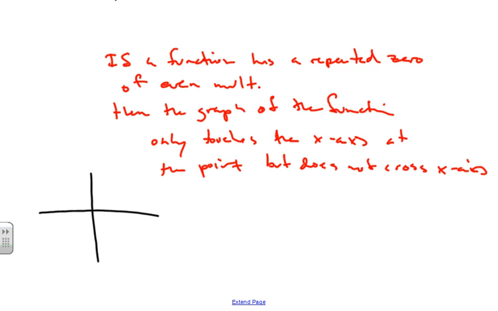Well, that one, if you looked at my other tutorials, is definitely going to be true, because if you have an even multiplicity at a zero, whenever you hit it, it juts back down. It's tangent, so that one definitely is true.